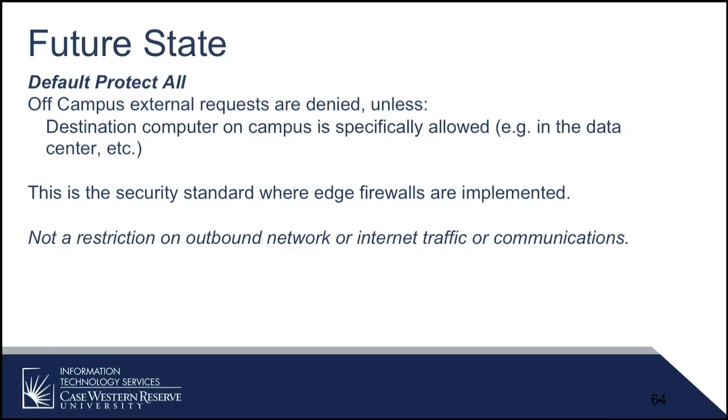So the new strategy that we want to work towards is taking a base position of blocking off-campus external requests, denied to start. But we will have an exception process to make sure that certain computers or services have the ability to be allowed for things in the data center or for other services the campus can provide. This is the security standard where we want to go, which is considered a better practice for edge firewalls as well.